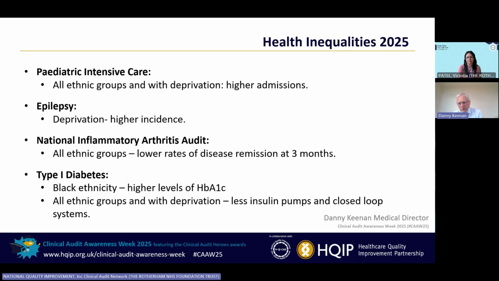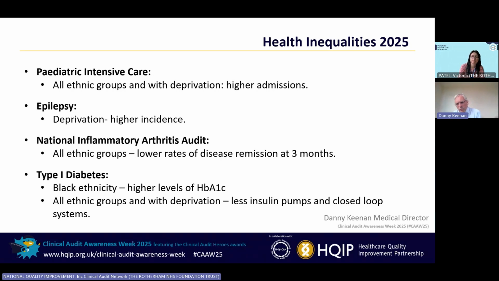That essentially, ethnicity and deprivation lead to poor outcomes, no matter how you're presenting or what disease it is. Type 1 diabetes, I'll just finish off on this one. Higher levels of HbA1c in these groups, and also the second one, now this is to do with us as clinicians. Why is it that ethnic groups and those with deprivation get less state-of-the-art, interventional treatments like insulin pumps, closed loop, measuring what your sugar is, and treating it.